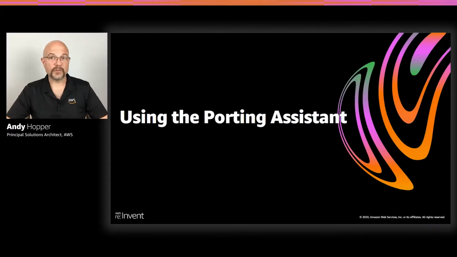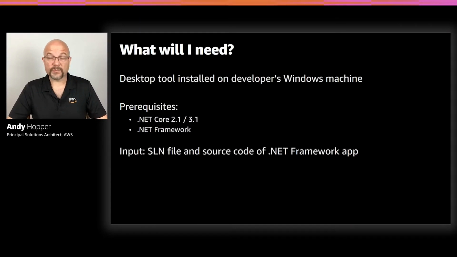So how does someone use the porting assistant? Well, first, of course, you have to download the tool. And in order to use it, you need to have whatever target framework you're going to be pointing your applications at. Currently, the tool supports .NET Core 2.1 and 3.1. Again, .NET 5 just got released, so we're in the process of adding support for that right now. And of course, you need .NET Framework because after all, that's what your applications run on top of. And then you need the source code for the application that you're going to be porting over into the .NET Core or .NET 5 ecosystem.